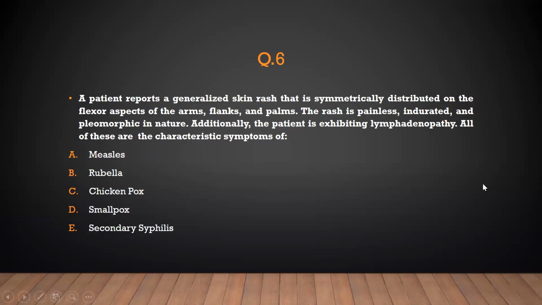A patient reports a generalized skin rash that is symmetrically distributed on the flexor aspects of the arm, flanks, and palms. The rash is painless, indurated, and pleomorphic in nature. Additionally, the patient is exhibiting lymphadenopathy. All of these are the characteristic symptoms of A, measles, B, rubella, C, chickenpox, D, smallpox, and E, secondary syphilis. Yes, secondary syphilis.